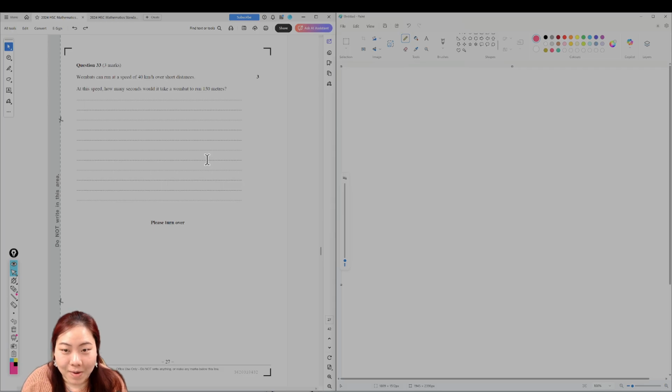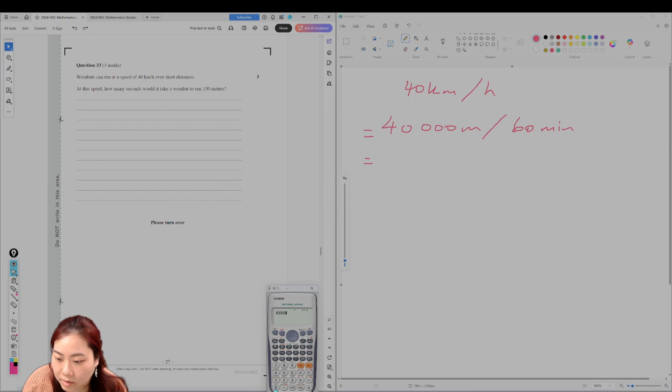Question 33. Wombats can run at a speed of 40 kilometers per hour over short distances. At this speed, how many seconds would it take a wombat to run 150 meters? Let's see, a wombat is 40 kilometers per hour, which is 40,000 meters per 60 minutes. And then what's that per minute? We do 40,000 divided by 60. We get 666 2/3 meters per minute.